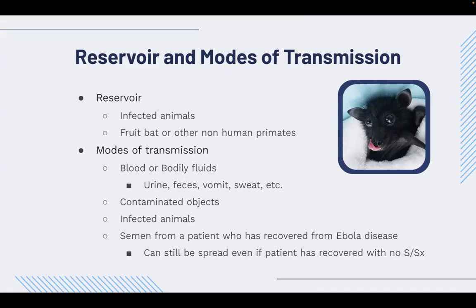Infected animals can have it, for example fruit bats or other non-human primates, but its mode of transmission is mainly bodily fluids, like urine, feces, vomit, sweat, etc. The virus does not spread from sharing water or food, and it is not an airborne disease. So someone who has Ebola virus and is showing symptoms can be coughing in the air, and the virus isn't going to live in the air for very long because it's not an airborne disease.